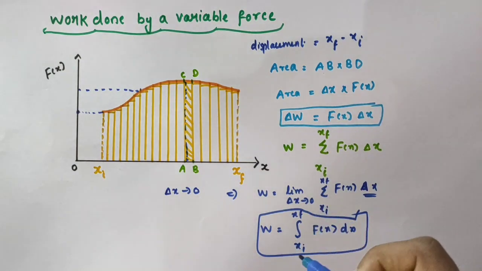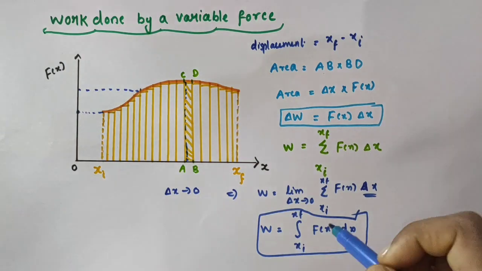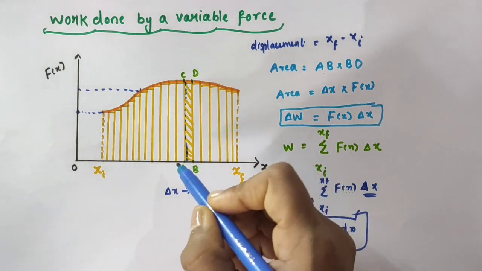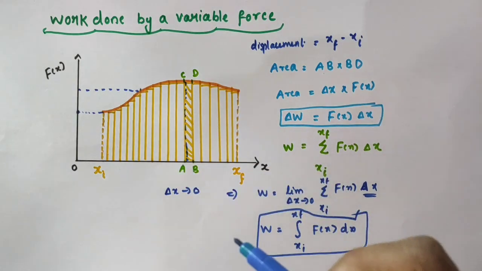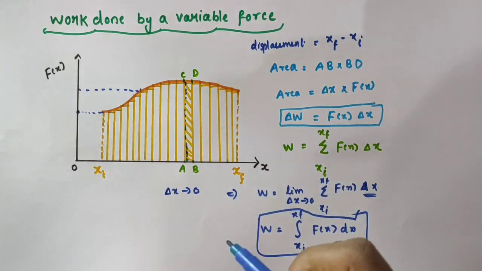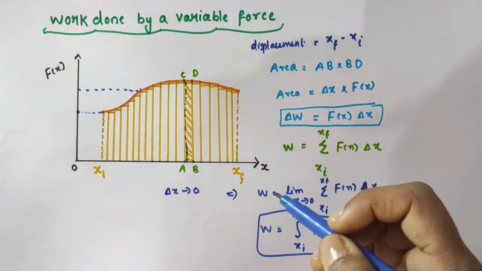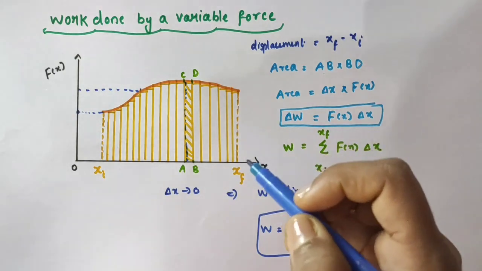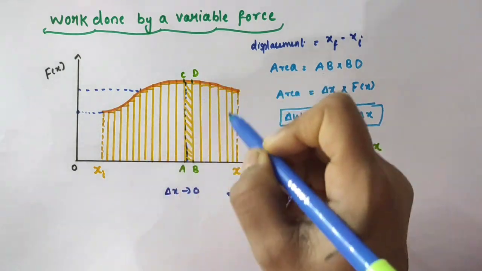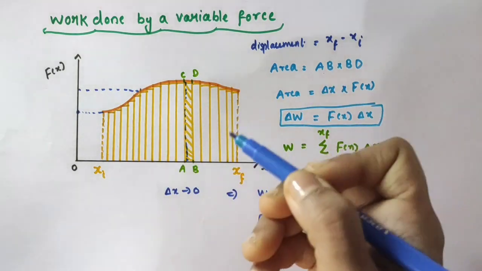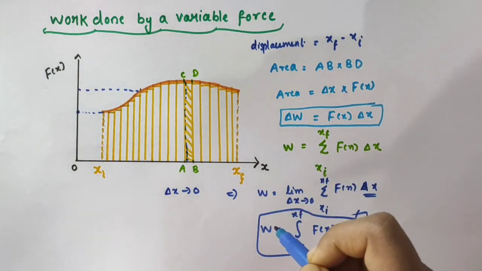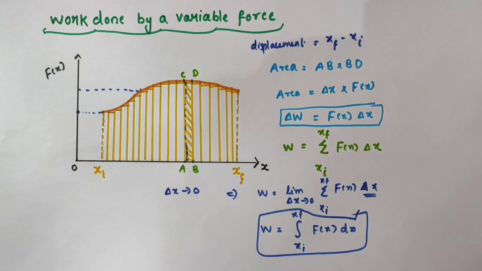Here the limit stands for the limit of the sum when delta x tends to 0, that is, when the displacement is allowed to approach 0. The number of terms in the sum increases without limit, but the sum approaches a definite value which is equal to the area under the curve. So for a varying force, the work done can be expressed as a definite integral of force over displacement.